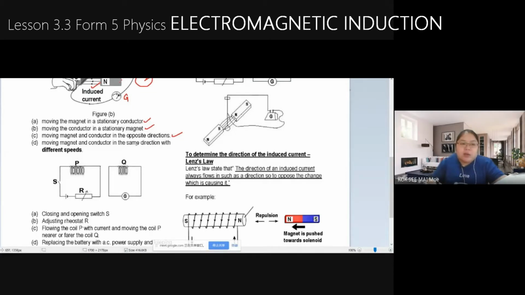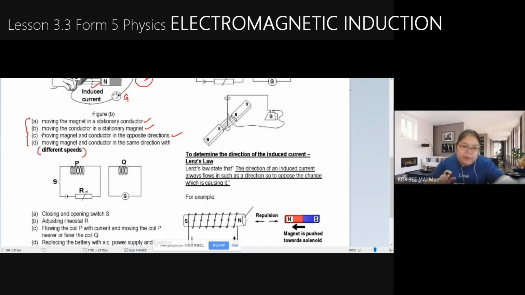Okay, the last one is moving the magnet and conductor in the same direction. Same direction, but the speed must be different. Different speed means either one must be slow, either one must be fast. Importantly, the magnet must be able to go into the solenoid. Maybe your magnet is very fast, then your solenoid becomes slow. So the magnet can still go in the solenoid, that means you can still cut. So A until D are the situations to produce the induced current.